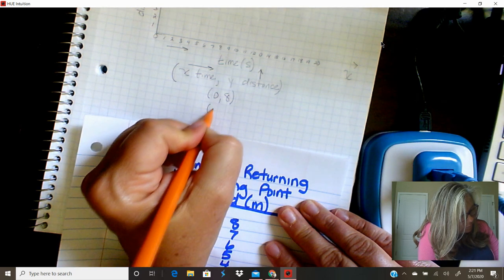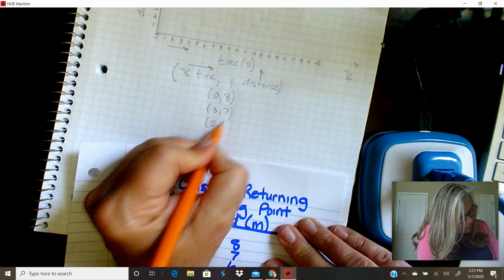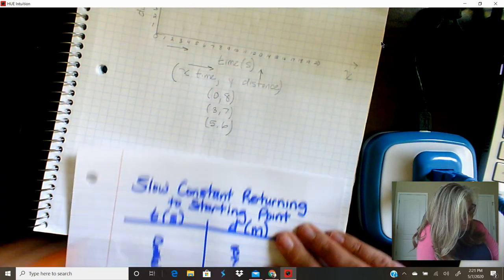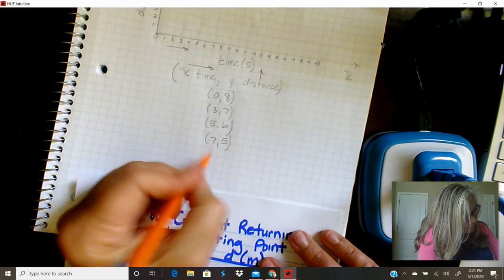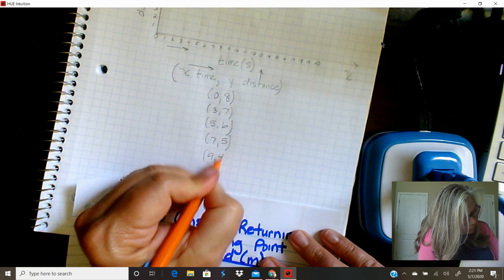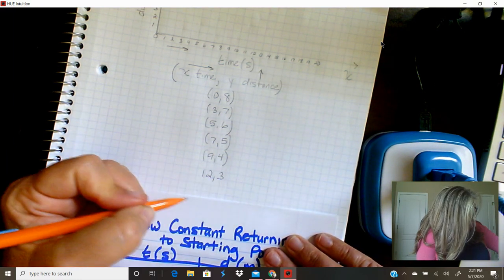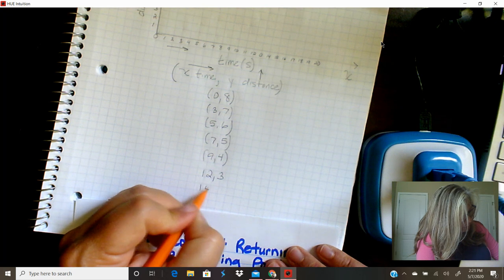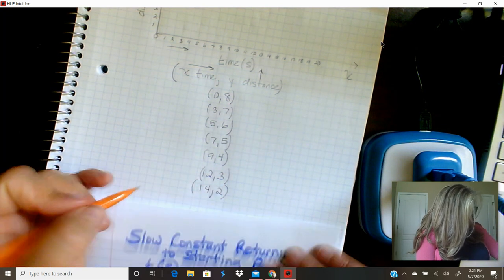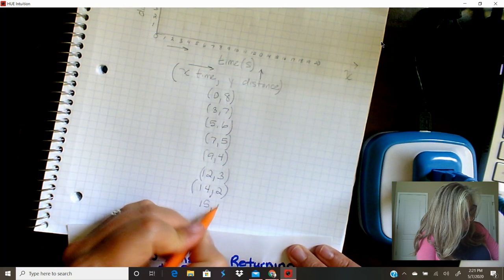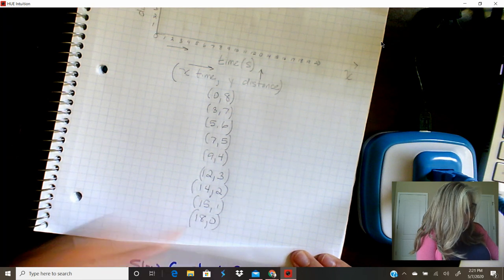Then we have 3 and 7, 5 and 6, 7 and 5, 9 and 4, 12 and 3, 14 and 2, and 15 and 1. And 18 and 0, back to 0 distance.